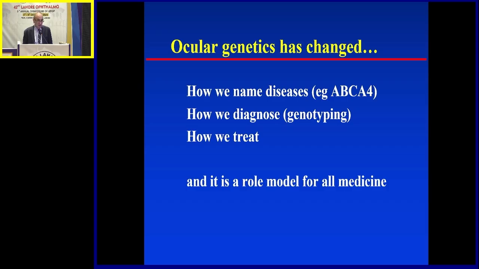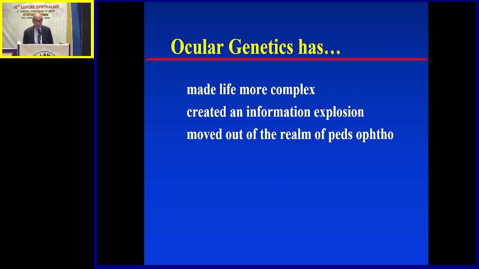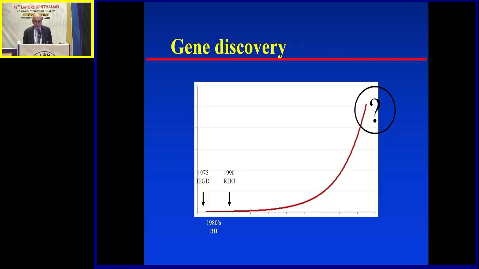And it's a role model for all of medicine, right? All of medicine, we're doing this. There's cardiac genetics, neurogenetics, and now there's ocular genetics. And it's made life a little bit more complex because it's harder to do all this, more expensive to do all this. It's created an information explosion, and it's moved out of the realm of just pediatric ophthalmology and created its own field, ocular genetics.